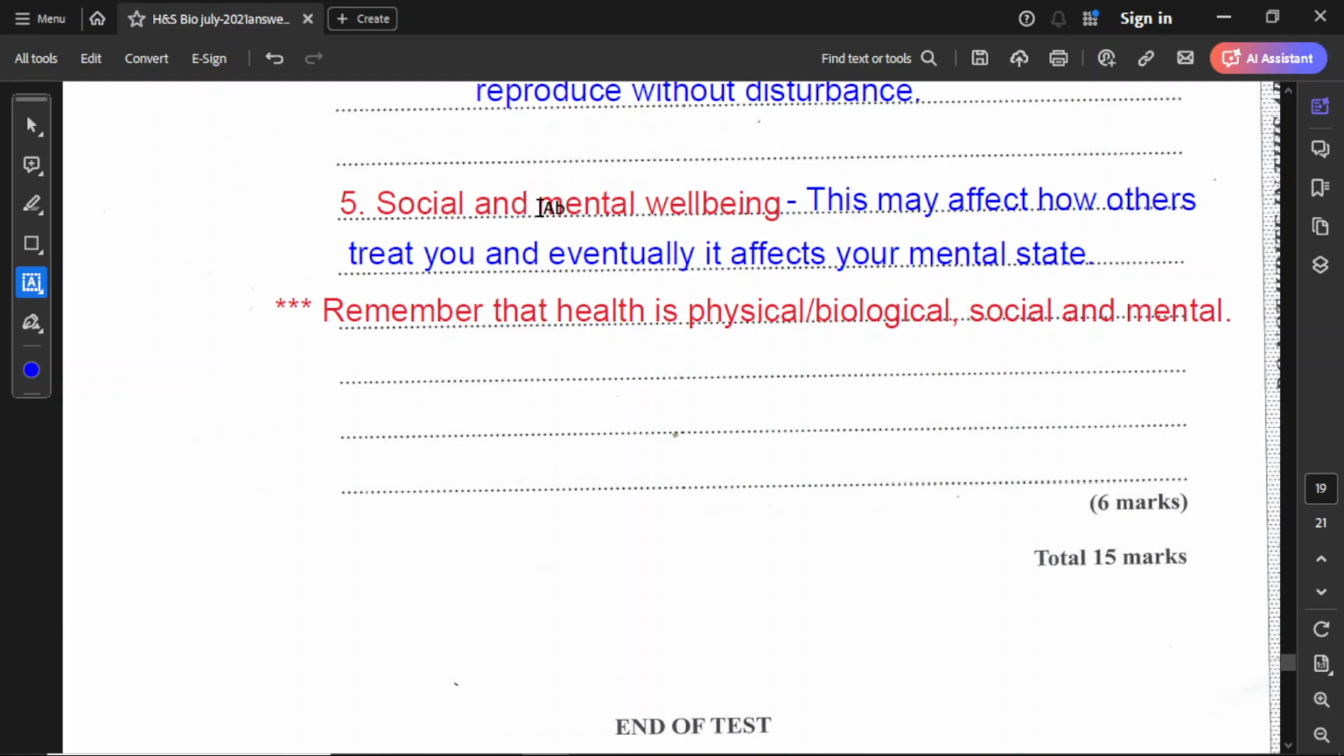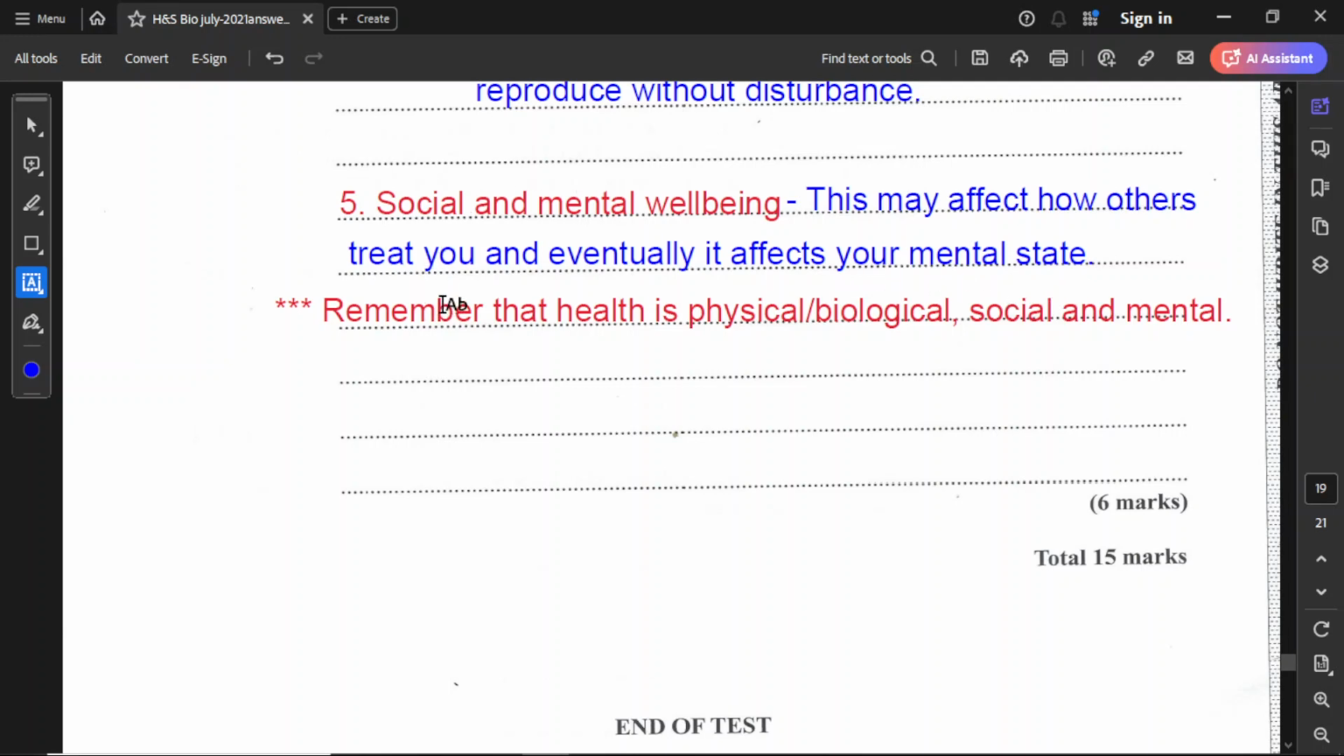Another one is social and mental well-being. And this one, most people overlook. My suggestion to you, if you're doing this, you need to explain it, because most people do not consider this a health issue, but it is. Because again, this may affect how others treat you, and eventually it affects your mental health or mental state.